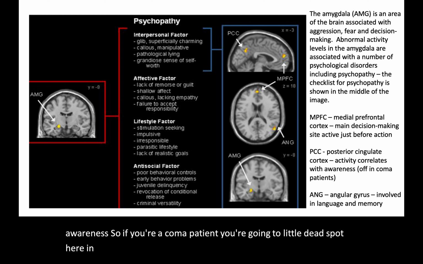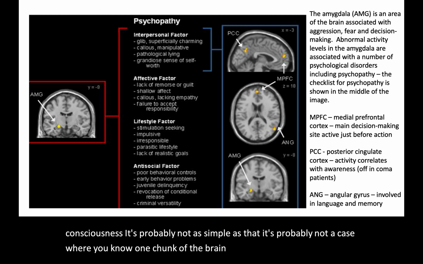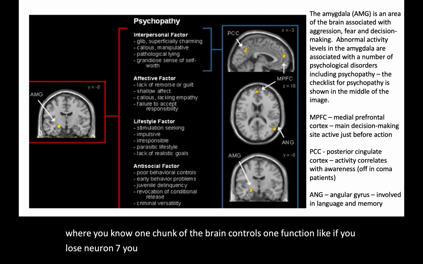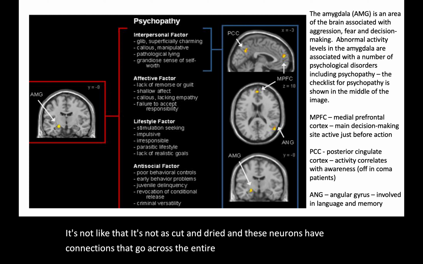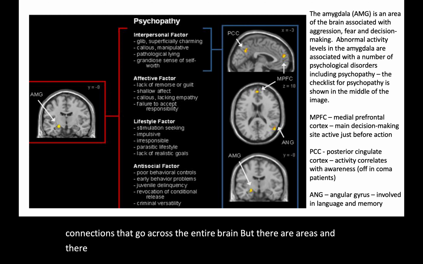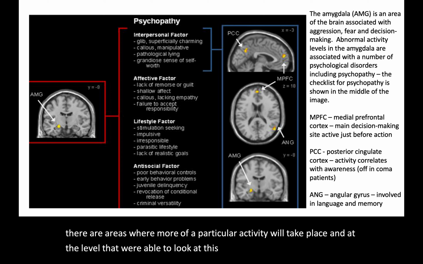It's probably not a case where one chunk of the brain controls one function. Like if you lose neuron 7, you can't smell bacon or see the color green anymore. It's not like that. It's not as cut and dried, and these neurons have connections that go across the entire brain. But there are areas where more of a particular activity will take place. And at the level that we're able to look at, this functional MRI level, that's pretty much all that we can see right now, but it's still particularly fascinating.